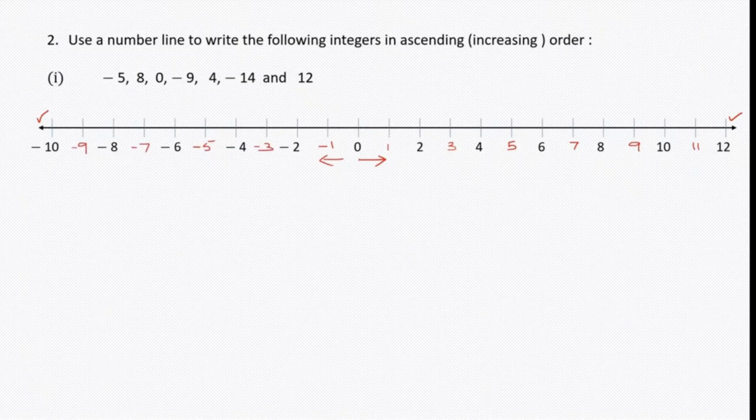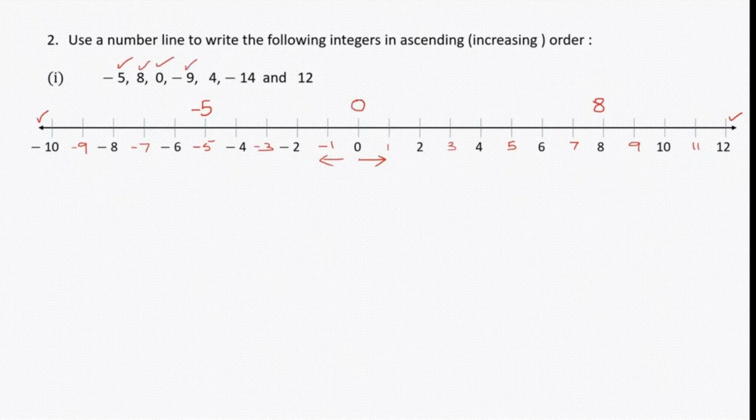Now let's go back to the question and mark these numbers. So the first number is minus 5. So let me write that down just above this, minus 5. Then we have 8. 8 is a positive number. All positive numbers are on the right side of 0. So let me look for 8. Okay, 8 is here. Then I have 0. Let me mark 0. Okay, it is in between the positive and the negative numbers.